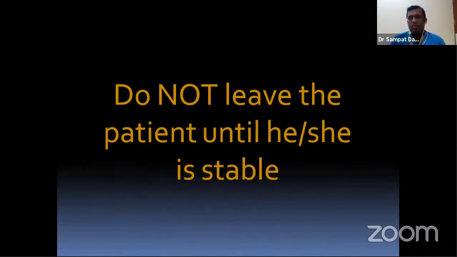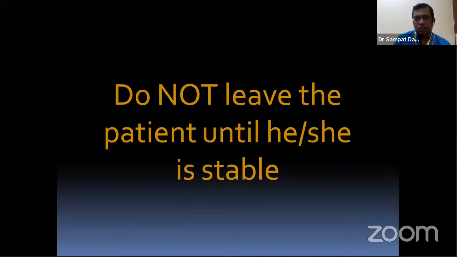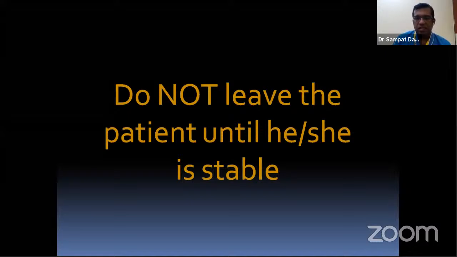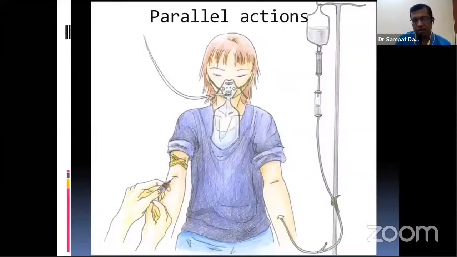Do not leave the patient until he is stable. It is a very important aspect, and I would also suggest in a COVID care center that you should not put a hypoxic patient on oxygen and just walk off. That should not be the attitude, because you don't know when the patient will suddenly arrest, and we don't want the patient to arrest in front of others. So do not leave any unstable patient and walk off. This is the fundamental of all critical care management.